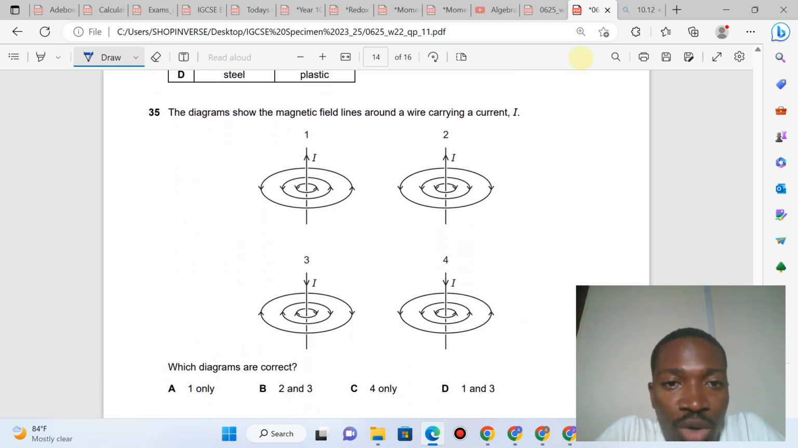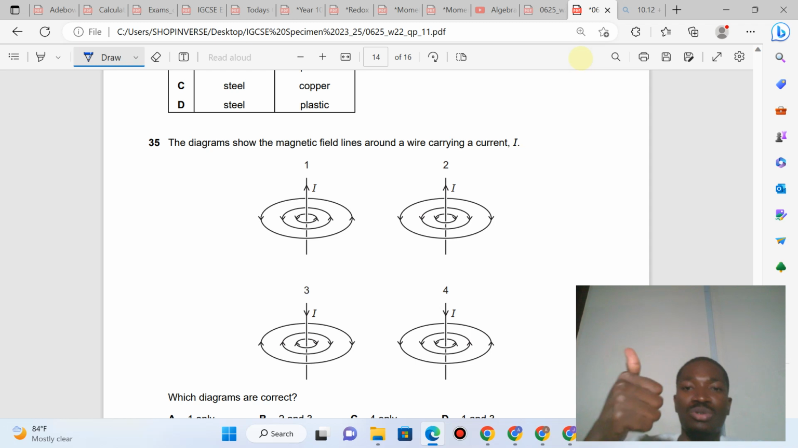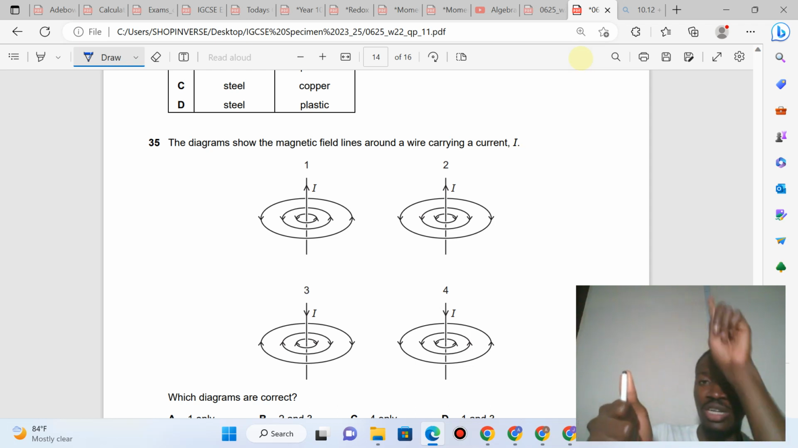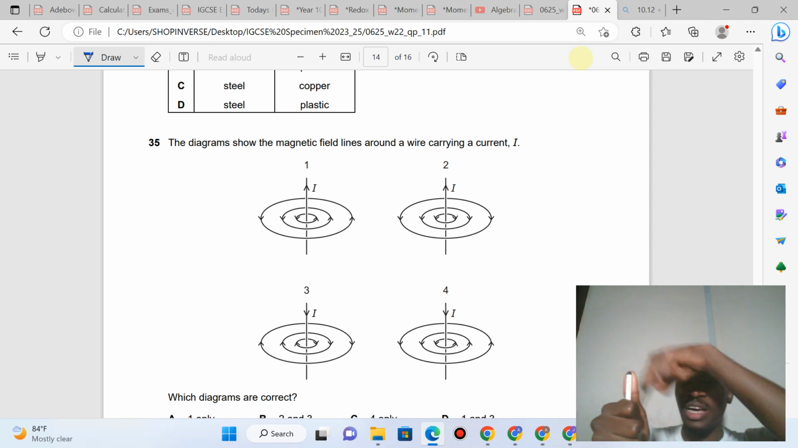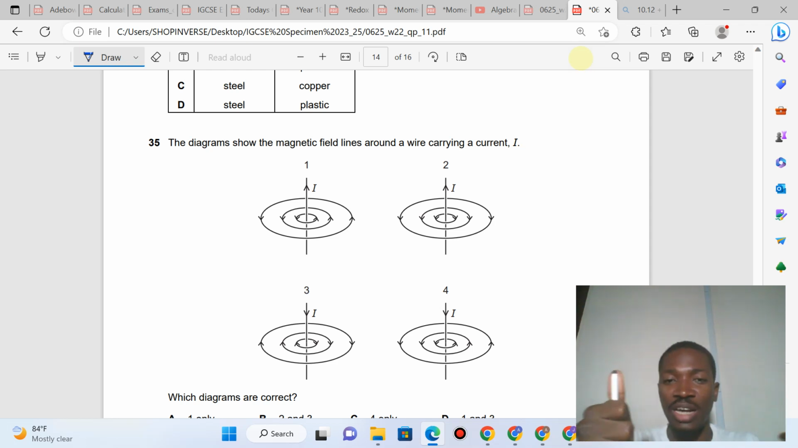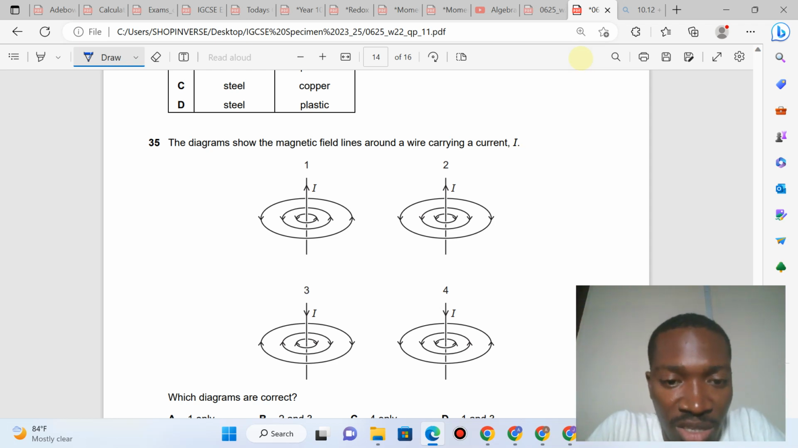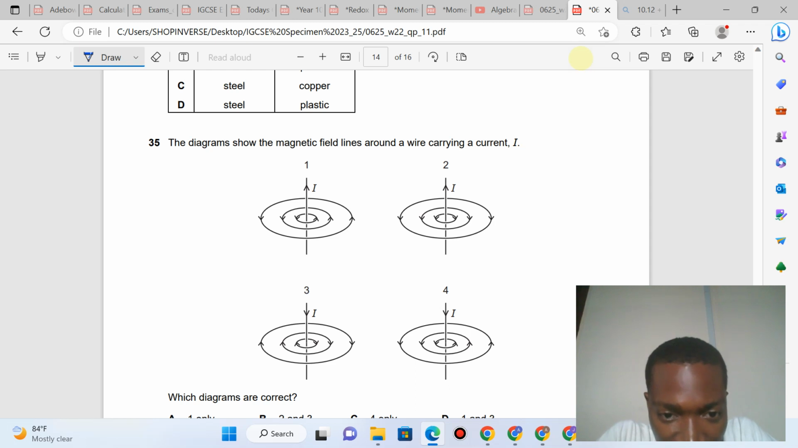The diagrams show the magnetic field lines around a wire carrying a current. Which diagram is correct? Let's see. According to the thumb rule, you assume that if you have a conductor and current is flowing through the conductor, when you grab that conductor with your right hand, the direction of your thumb shows the direction of current, and the direction of your fingers around that conductor shows the direction of the field. So which one depicts this? Number one depicts this correctly.